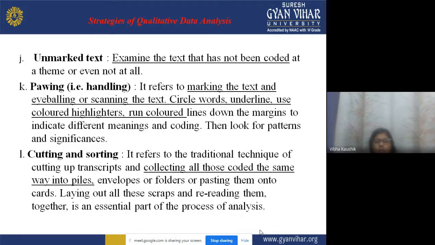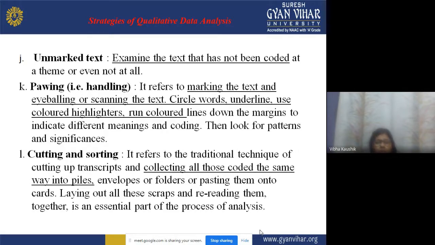Strategies of qualitative data analysis, containing unmarked text: examine the text that has not been coded at a theme or even not at all. Pubbing, that is handling it, refers to marking the text and eyeballing or scanning the text. Circle words, underline, use color highlighters, run colored lines down the margins to indicate different meanings and coding, then look for patterns and significance.